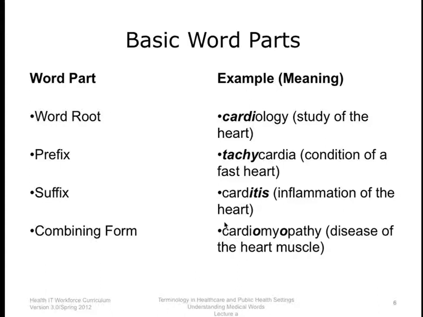And then we're going to cover combining forms. Remember what I said: that's when you put together a combination of word roots. In this particular case, we're putting together cardi and my. Cardi is heart, my is muscle. So heart muscle. So disease of the heart muscle is cardiomyopathy. The suffix pathy means disease. So those are the basic word parts.